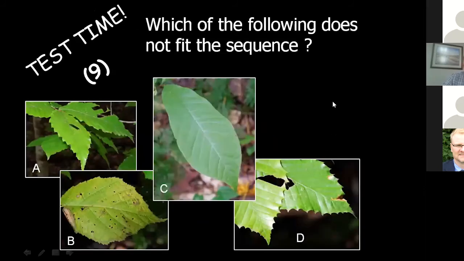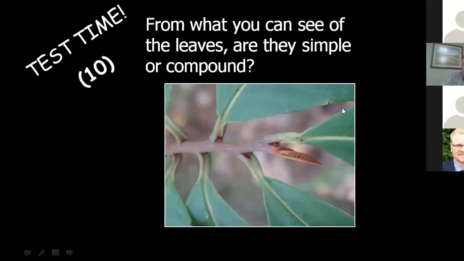Now, which one doesn't fit into the sequence? You've got 4 leaves. What you're looking for is a sequence, and I will give you a clue. Look at the margins. Here's the margin on this tree. Here's a margin. Here's a margin, and there's a margin. So what we're seeing here is there are 3 trees that have a serrated margin, and the 4th tree, number C, is entire. It is smooth as can be. So letter C is not fitting the sequence.